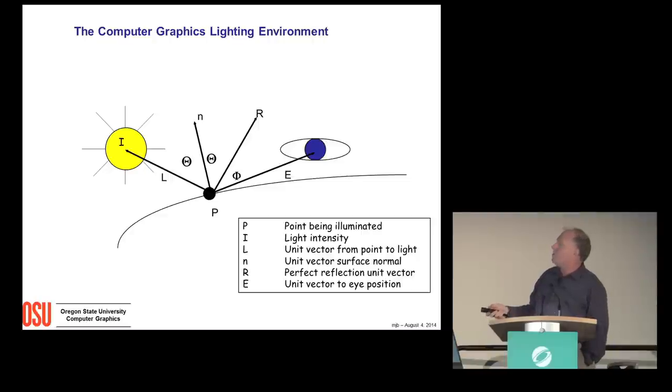Here's an angle. We'll get back to that. Here's another angle. We'll get back to that. So we need to know the geometry not only of the objects, but the geometry of the scene. Where things are, where's the light, where's the eye?